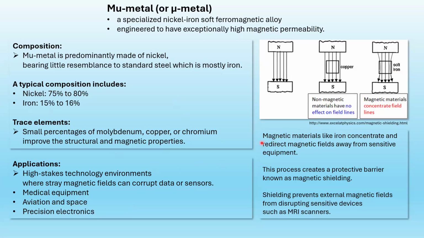What else do we have here? Magnetic materials like iron concentrate and redirect magnetic fields away from sensitive equipment, so that will be the shielding. This process creates a protective barrier known as magnetic shielding. Shielding prevents external magnetic fields from disrupting sensitive devices such as, for example, MRI scanners. That would be the medical equipment.